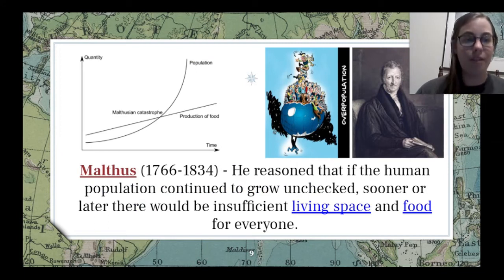Malthus, another famous scientist, reasoned that if human populations continue to grow unchecked, sooner or later there would be insufficient living space and food for everyone. He was the first scientist to say that humanity's population could become overpopulated. We will compete with each other because there will not be enough living space and food for everybody.